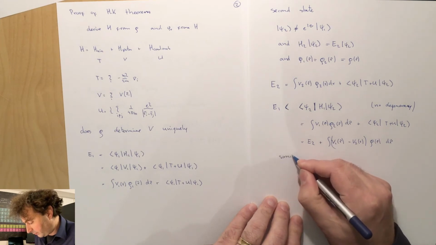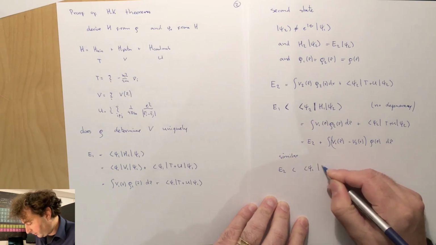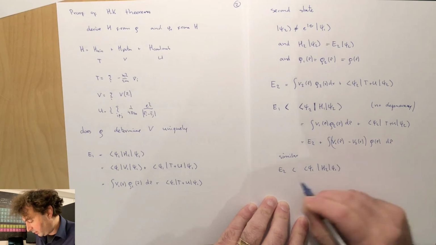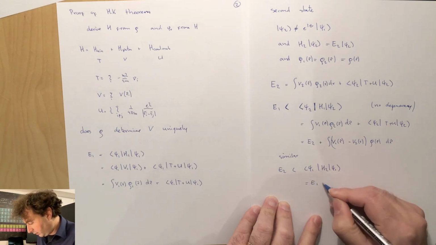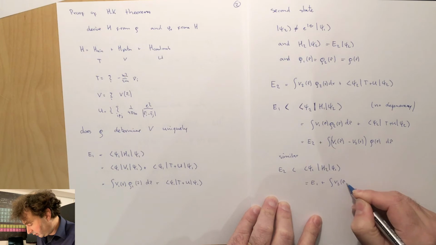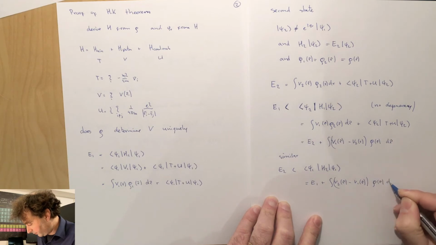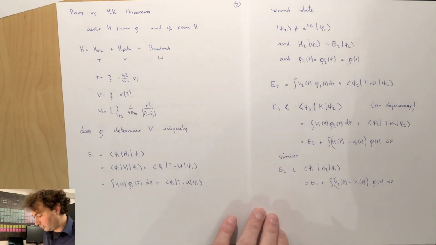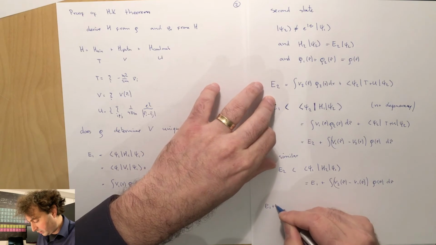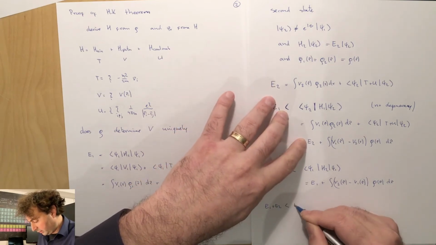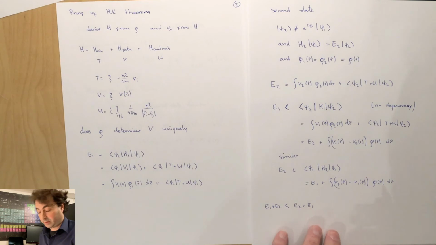We can do the same when we start with E2, that must be smaller than psi1 H2 psi1, as E2 is the ground state energy of the Hamiltonian 2, and this is E1 plus the integral of V2 of r minus V1 of r times rho of r dr. We can now sum these two equations, and what we get is E1 plus E2 is smaller than E2 plus E1, and here we have V1 minus V2, there V2 minus V1, so that is 0.